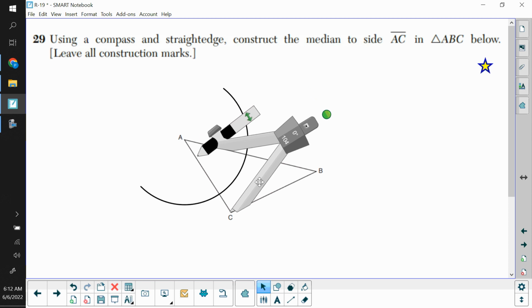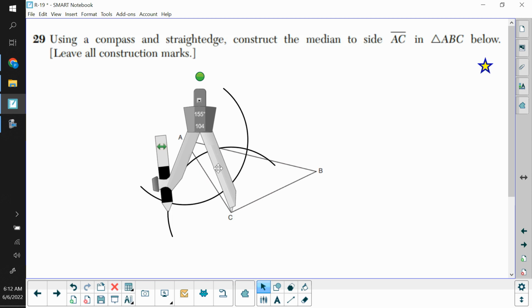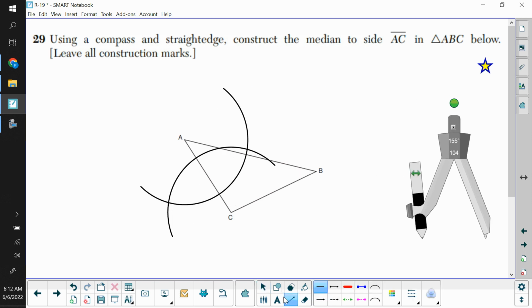And then we'll reverse it. Go to C, we'll swoop it up, swoop it down. And we'll connect our intersections, and really all we care about is where we hit AC. So that point there is the one we care about. So to finish this off with our straight edge, we need to connect from point B over to that midpoint that we just constructed, and that is our median.